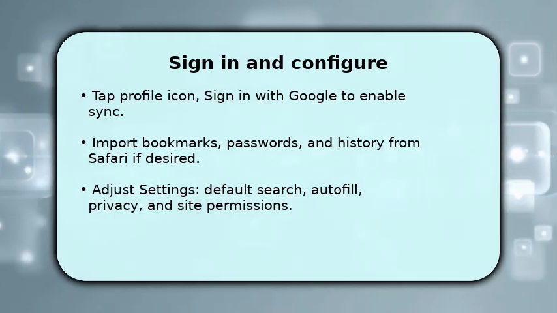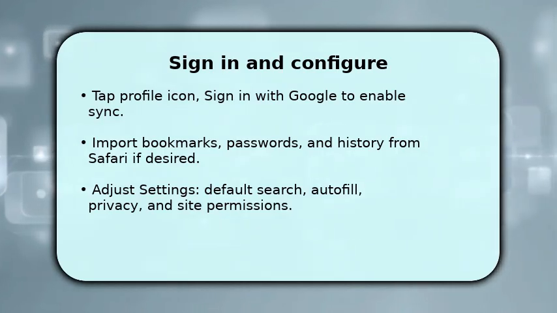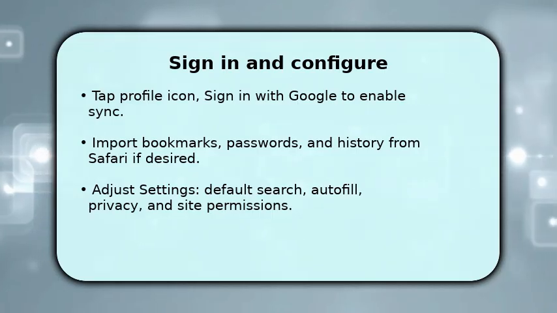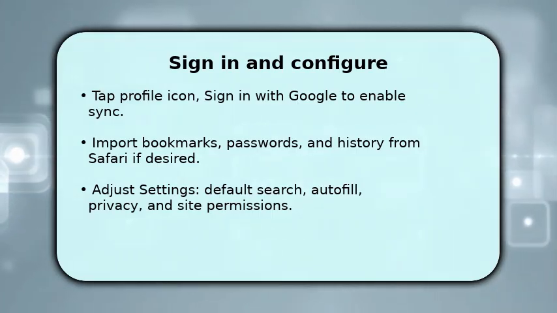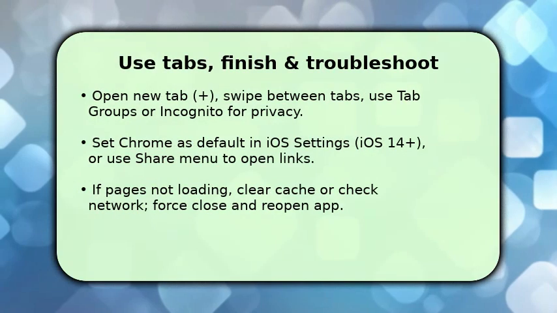Next, dive into Chrome settings. Choose your default search engine, enable autofill for passwords and cards, and review site permissions like camera and microphone. Make these choices now so browsing is faster and more private later. They control how Chrome behaves, and you're almost done.